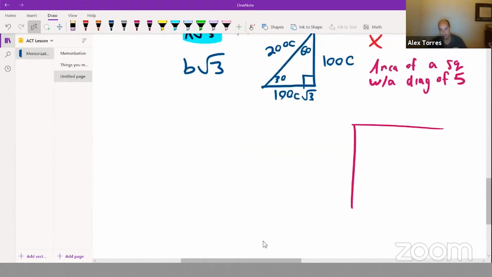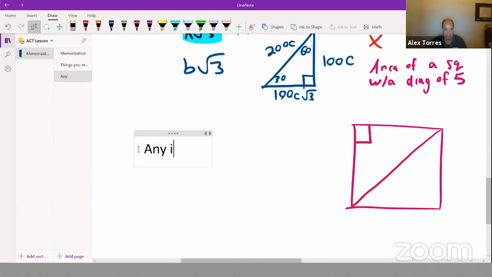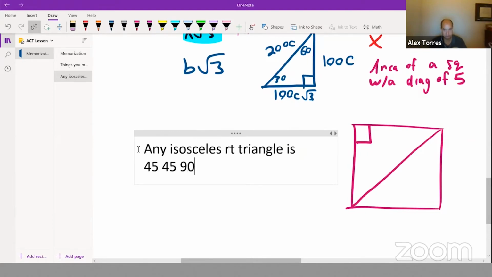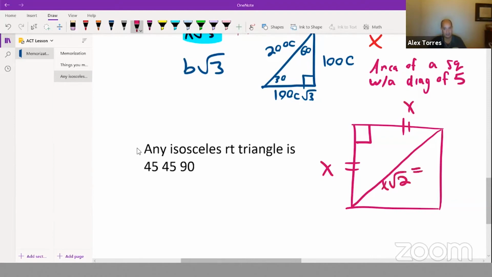Well, if we draw that out, a very important sort of iteration of the special triangle rules is to say it in this sense. Any isosceles right triangle is a 45, 45, 90 triangle. So any isosceles right triangle, and these are isosceles because it's a square, so these sides are congruent, and it's a right triangle because the square provides the right angle. So now we know the sides are in the ratio of x, x, x root 2. And if the diagonal is 5, then that's 5.